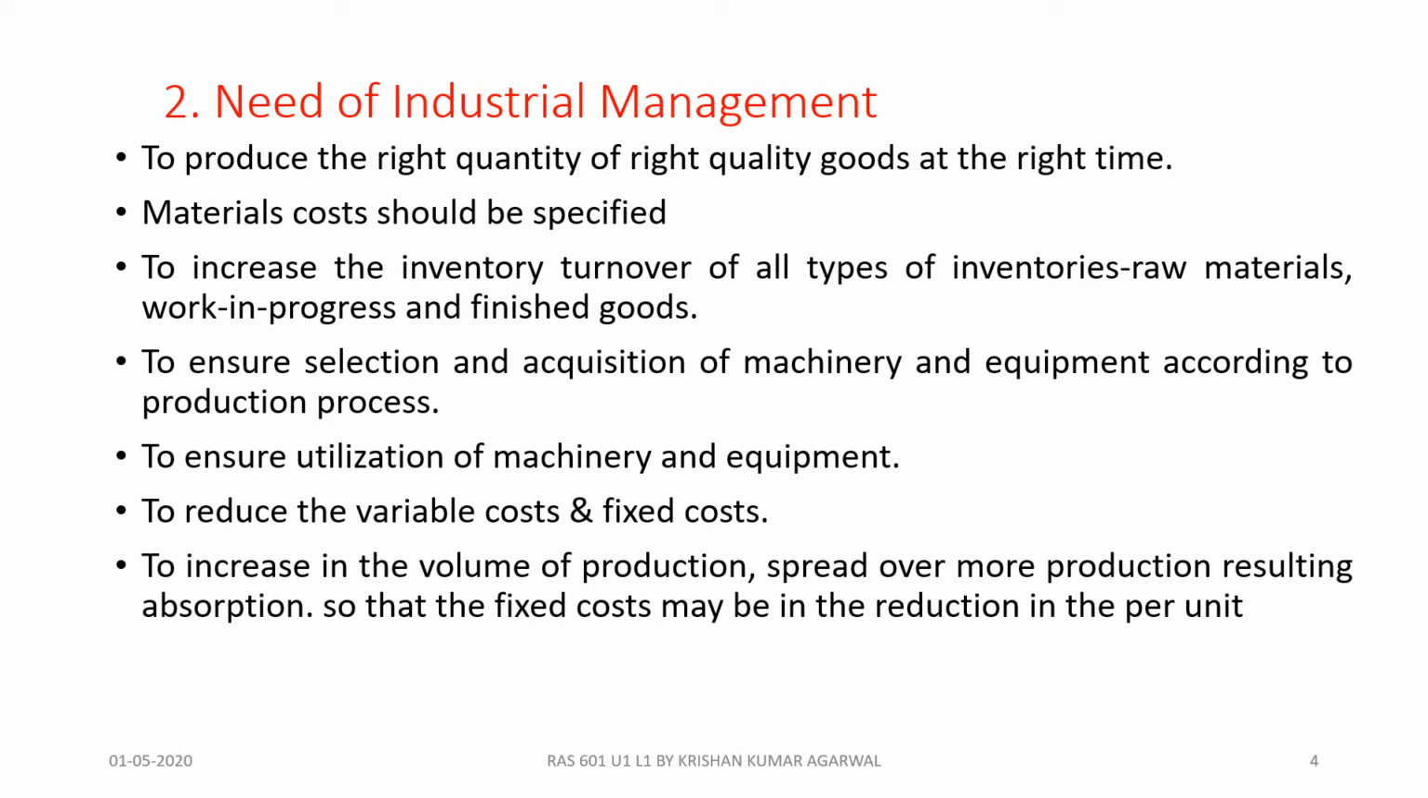The next point in support of industrial management is that this is the subject which ensures the utilization of machinery and equipment. Basically, when we talk about utilization of machinery and equipment, we are talking about optimizing the performance of machinery and equipment that are being used in the organization. Next and important point is that industrial management must try to reduce the different kinds of cost, including variable as well as fixed cost of the operations, as well as the office cost, to a certain extent.